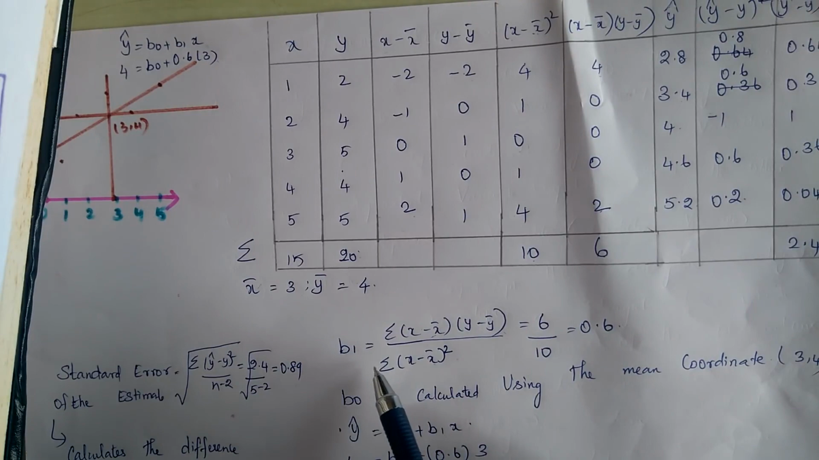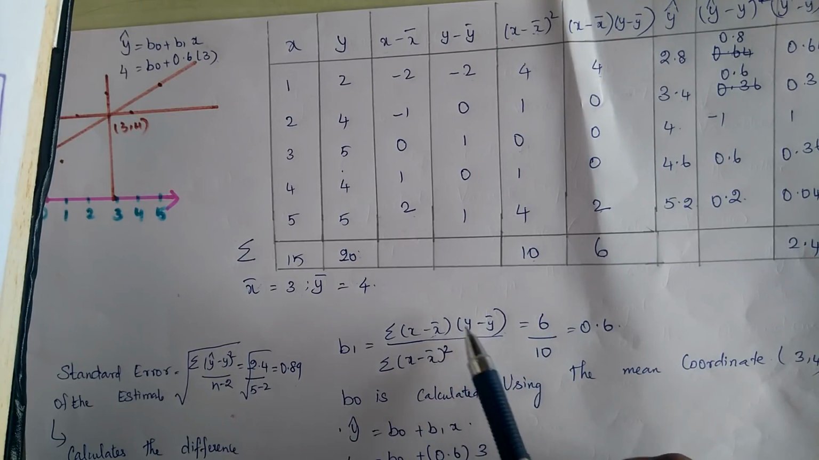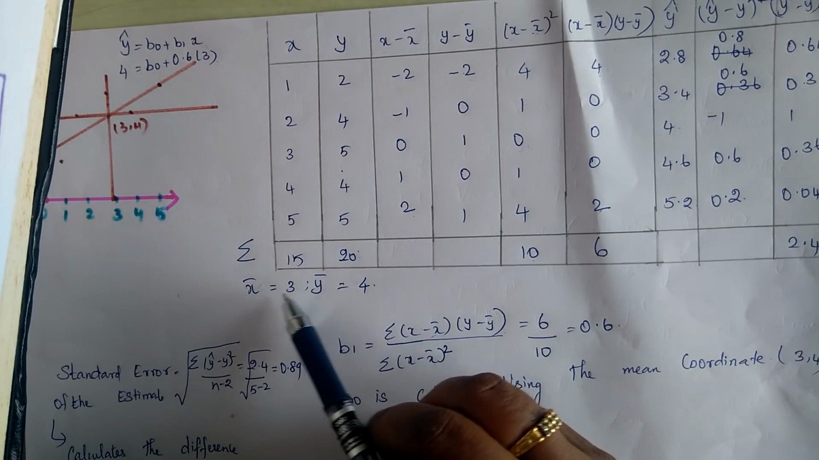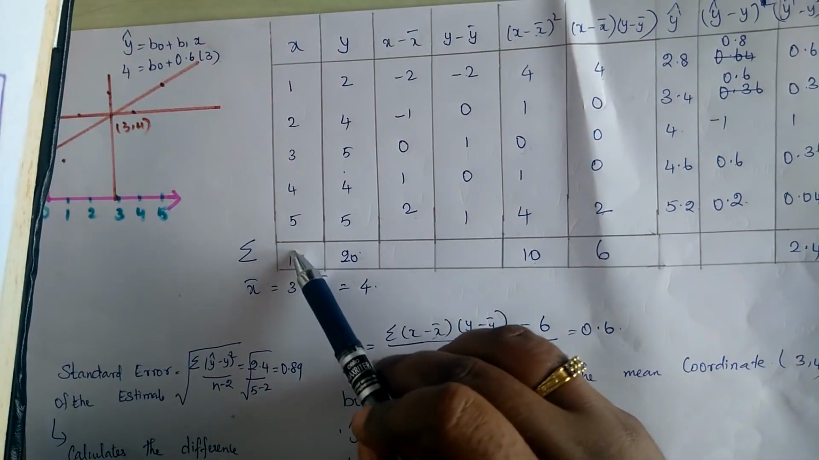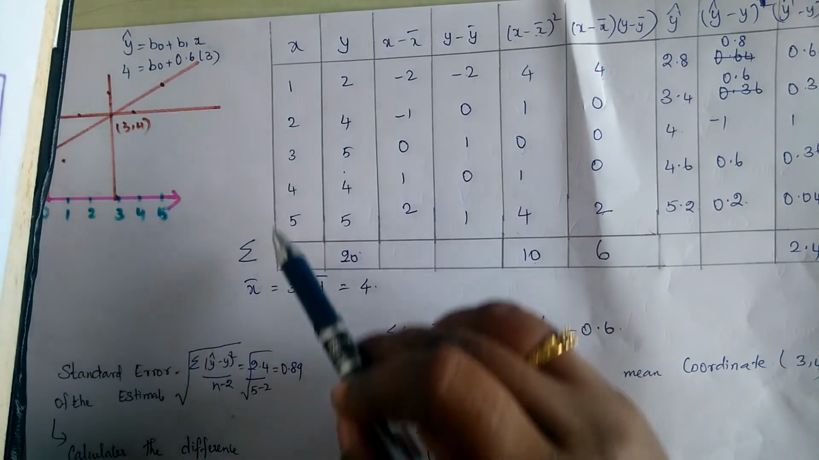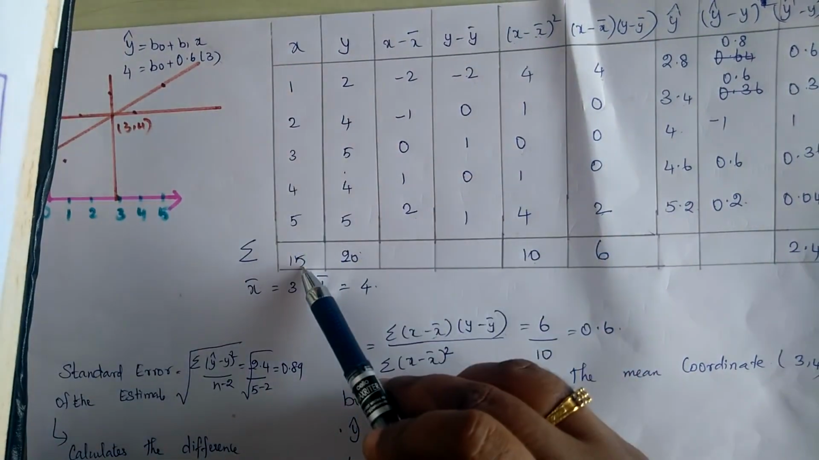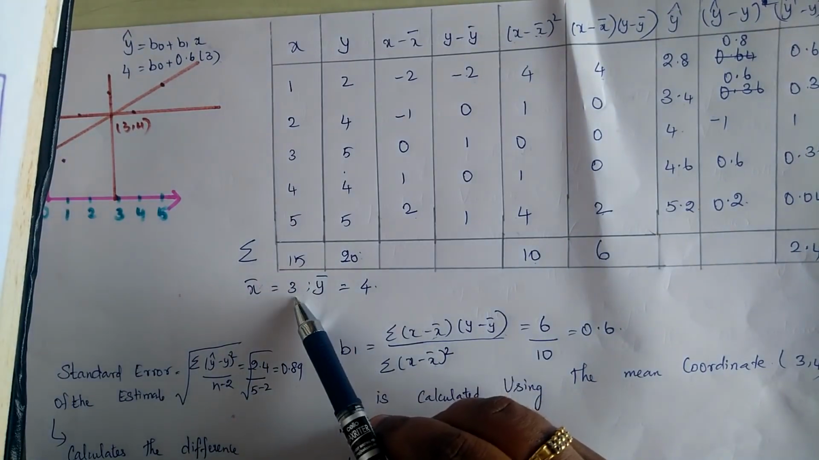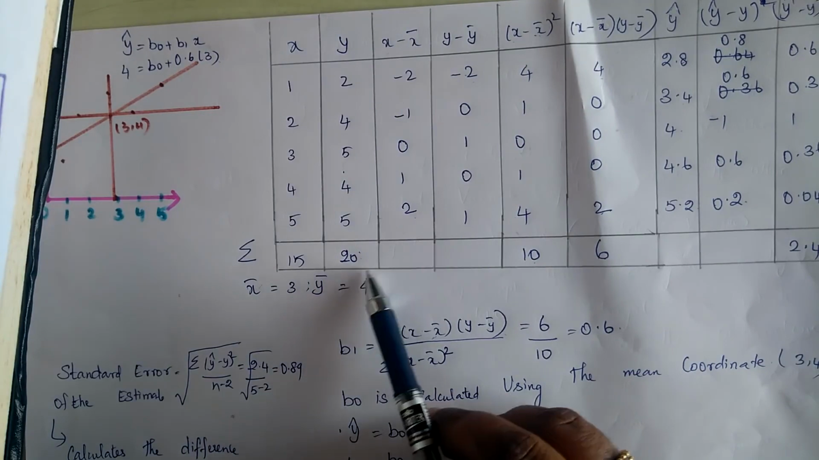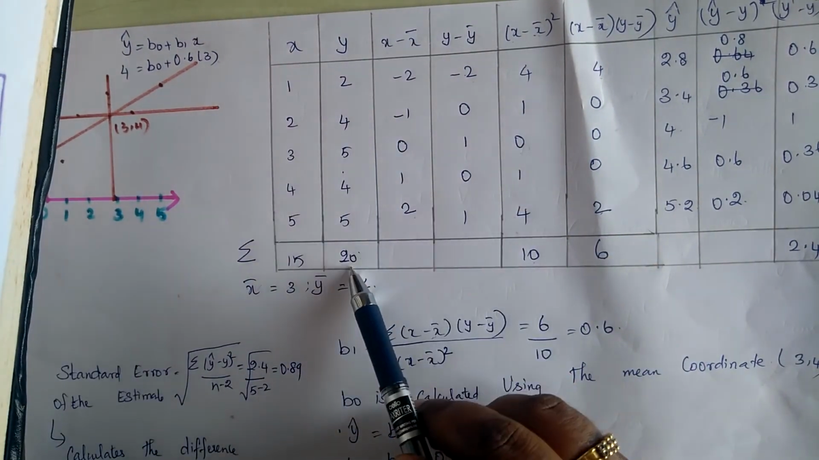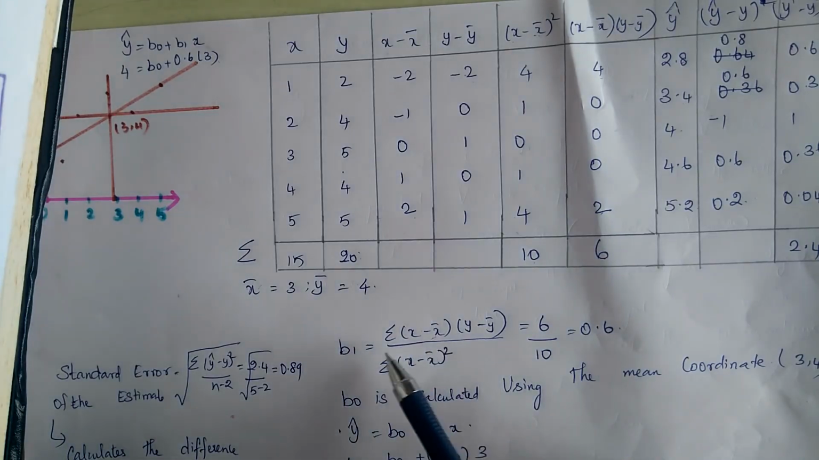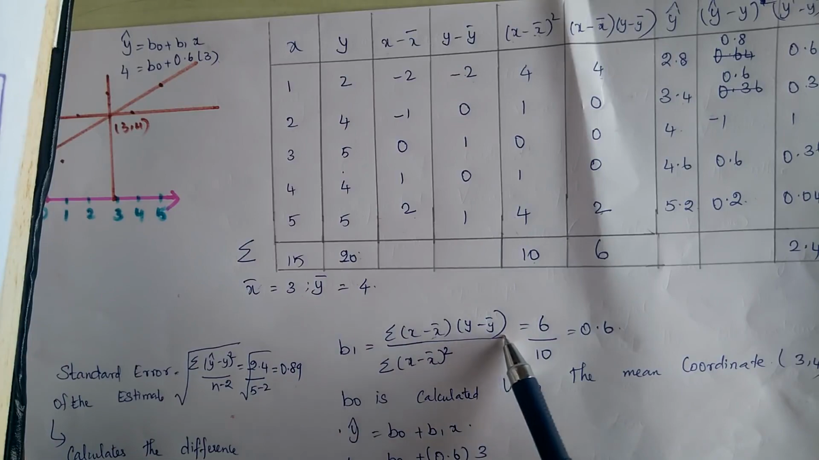This is the equation of b1. The b1 equation is the summation of x minus x bar. X bar and y bar are the mean values of x and y respectively. How do we find the mean x bar? We sum all the values of x and divide by the number of observations. The number of observations is 5 here. Because we have 5 values, the total value of x seems to be 15. 15 divided by 5 is 3. That is the x bar value, and y bar is 4, because all the y values add up to 20. 20 divided by 5 is 4. Now we have to find the product of x minus x bar and y minus y bar.